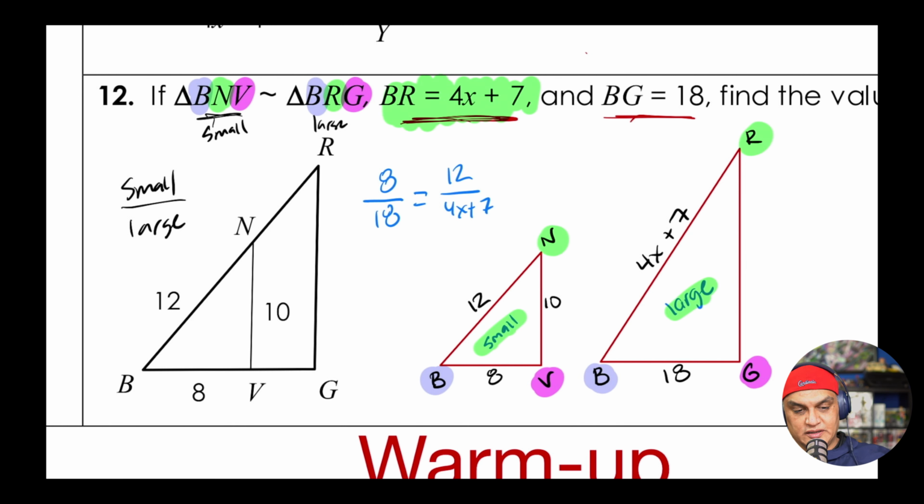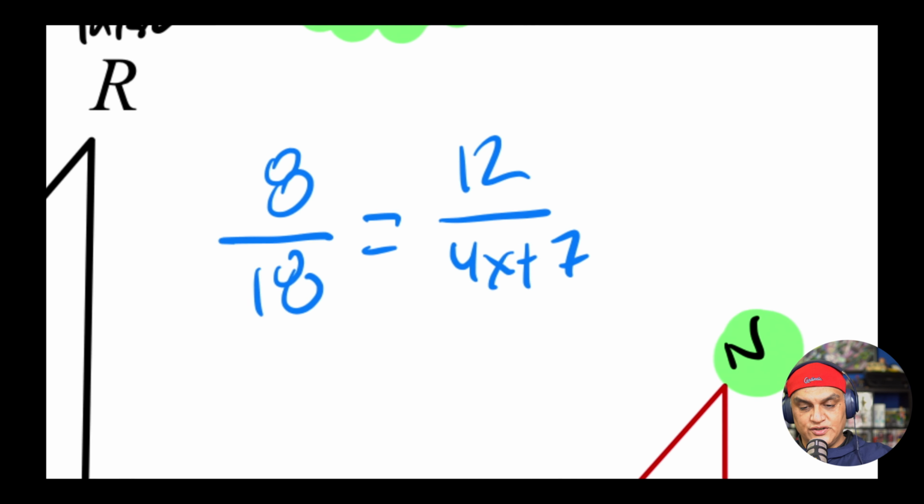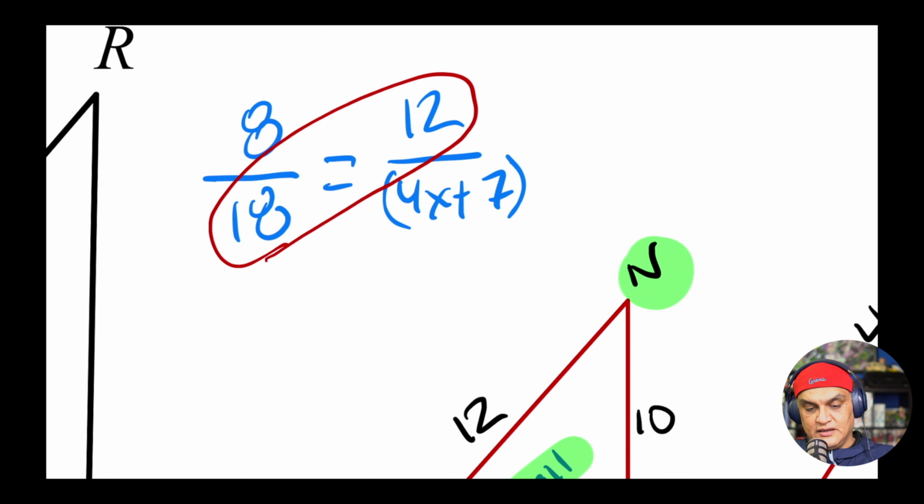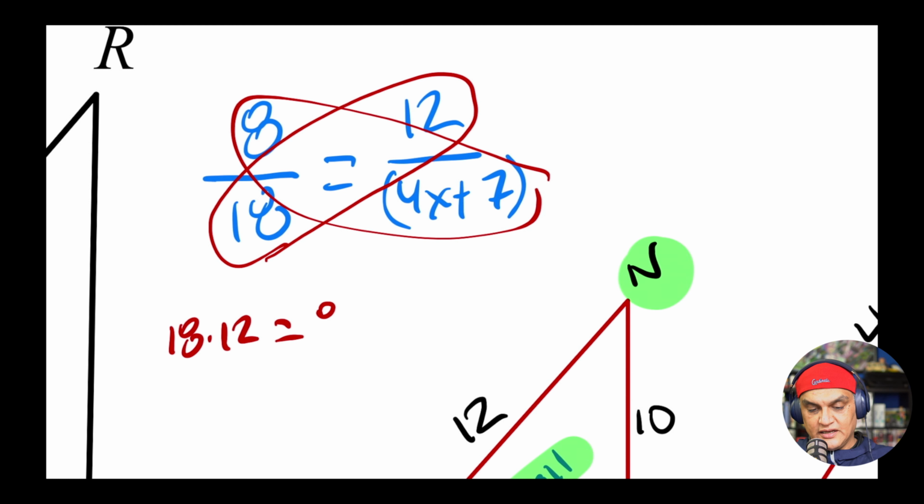Someone wanted me to repeat that. Okay, now once you have this, remember, when I have more than one term, I put them in parentheses. Now that I have a proportion, I just do cross products. 18 times 12 equals 8 times the group, 4x plus 7.